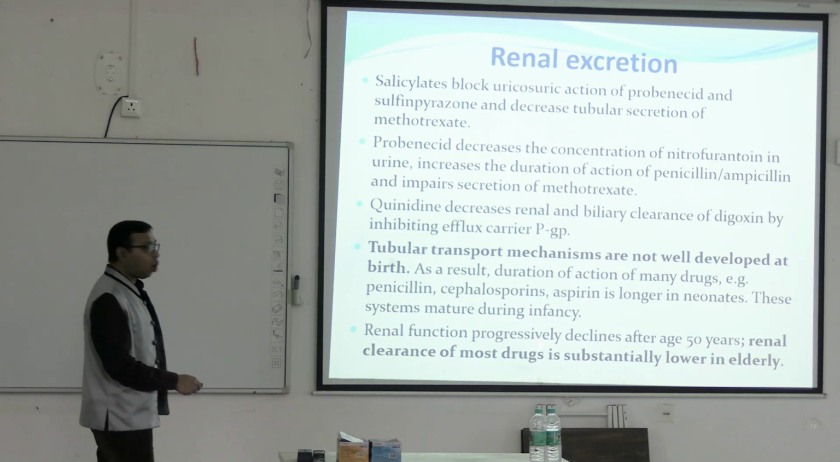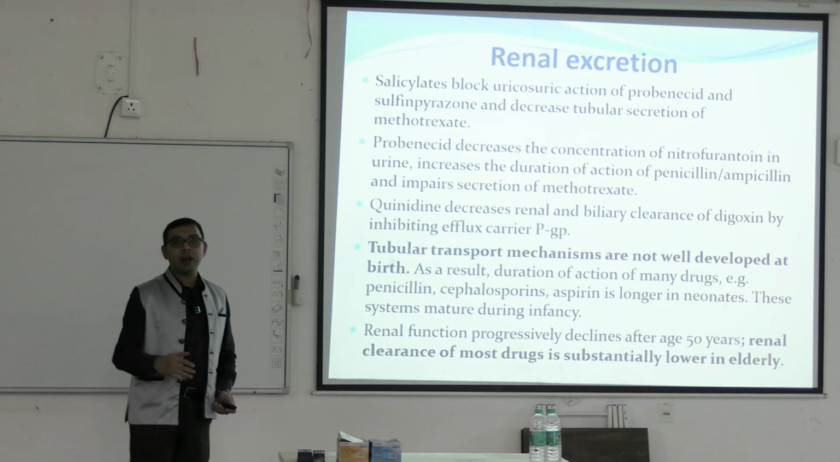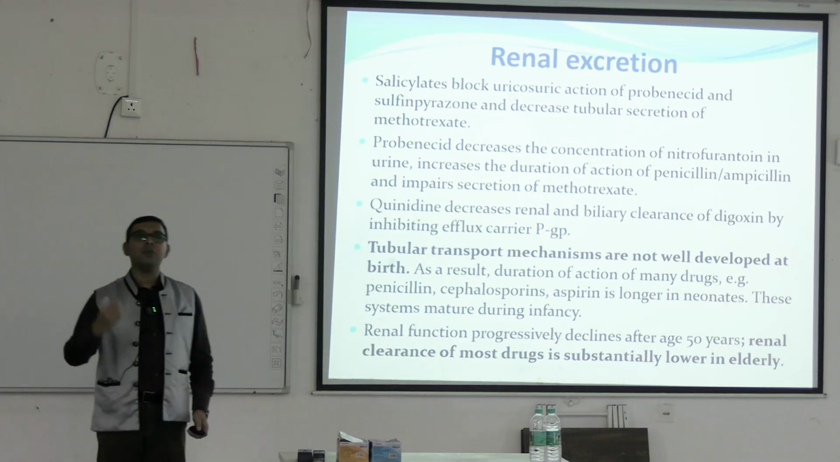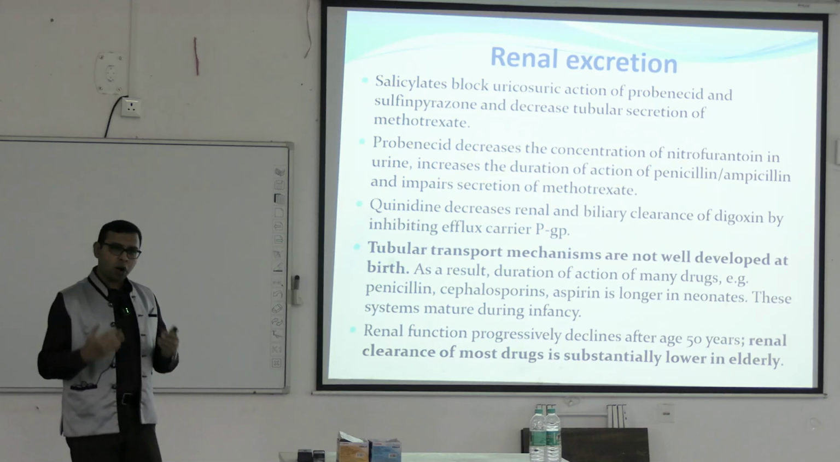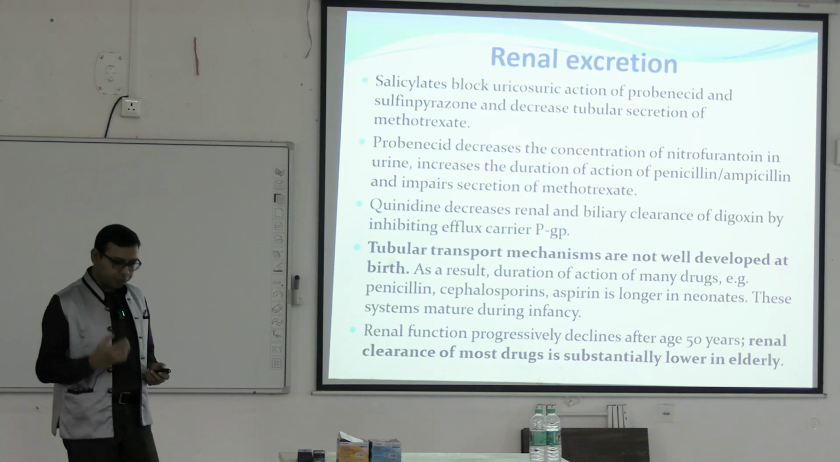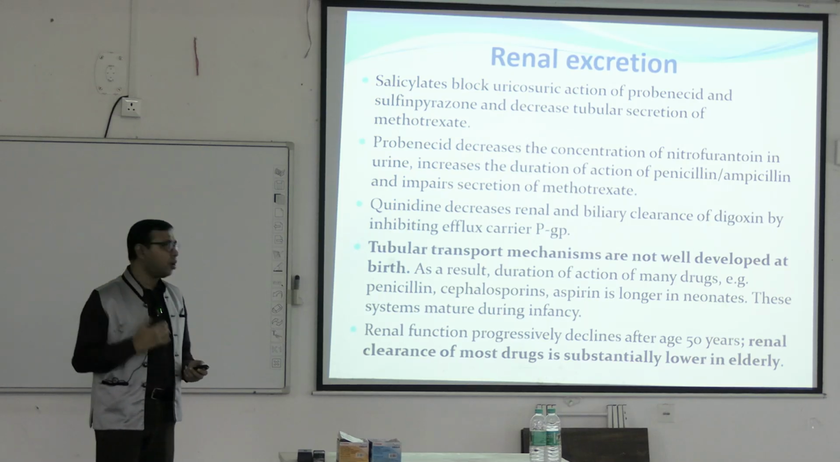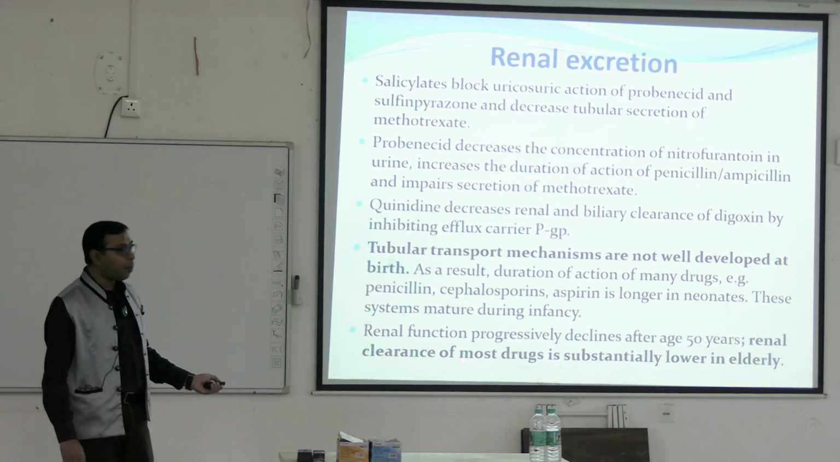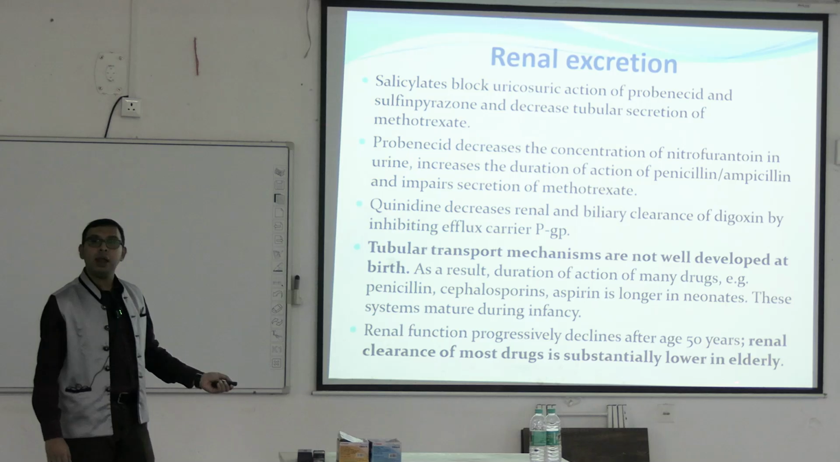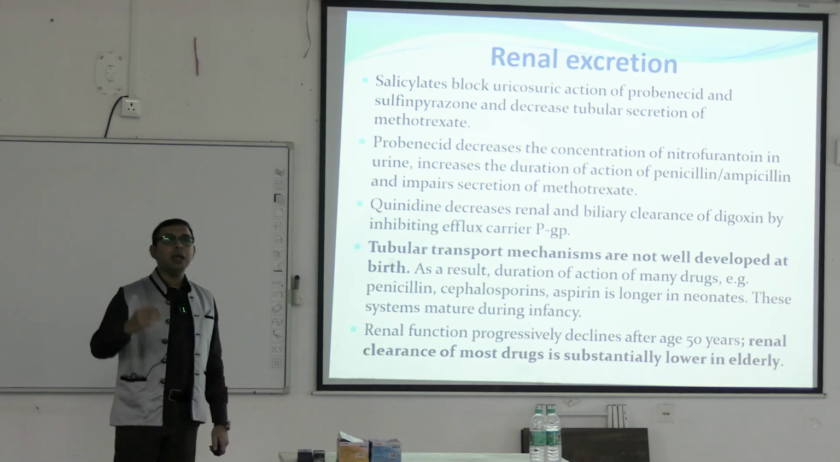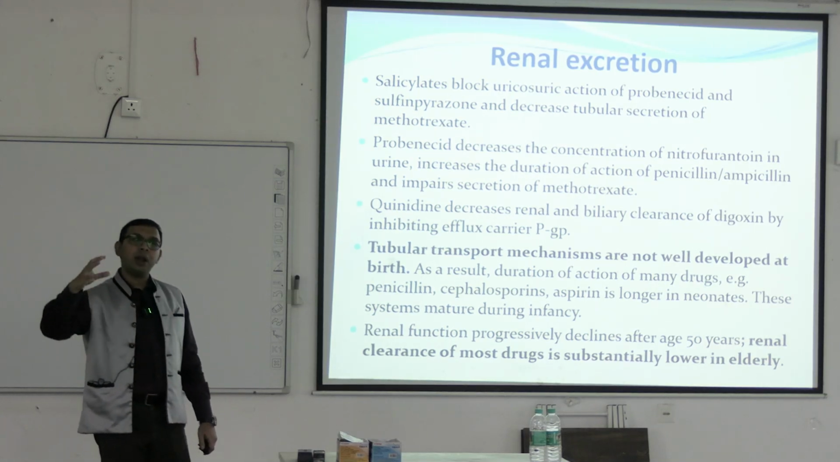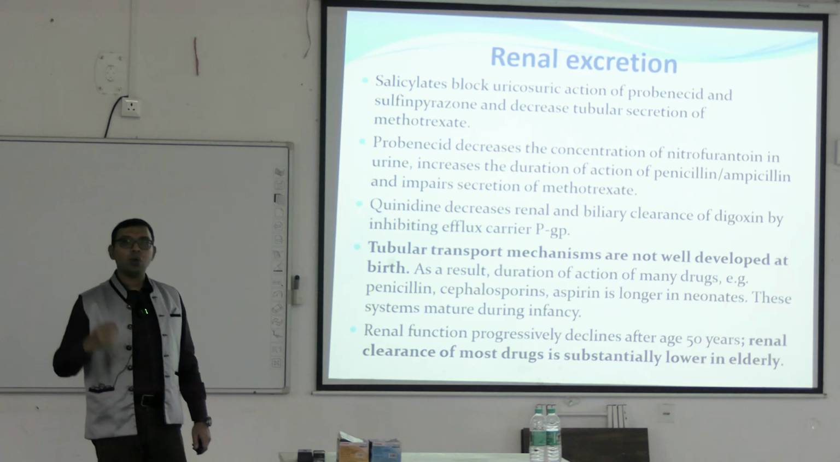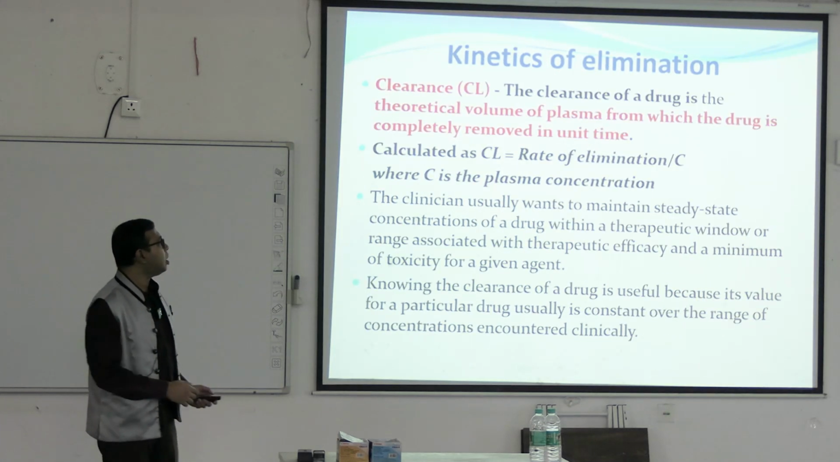Renal function also progressively declines after age 50. The glomerular filtration rate progressively declines. This is the normal physiological way by which the kidney function ultimately decreases. So renal clearance of most drugs is substantially lower in the elderly. This we have to keep in mind. In the case of the elderly subject, the renal clearance of the drugs will be less, so we have to adjust the dose accordingly.